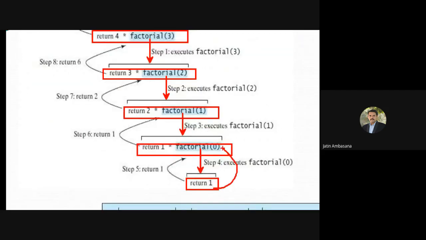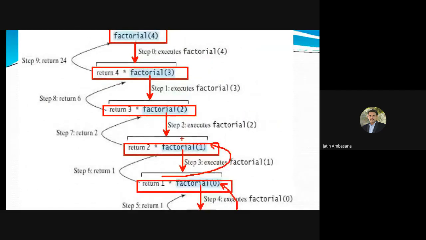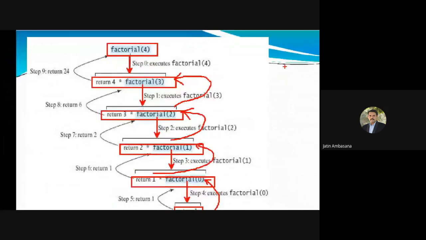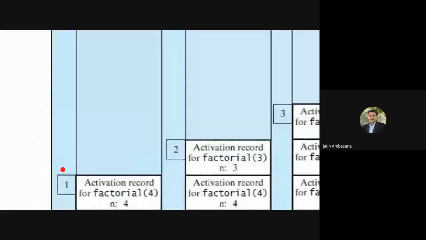Okay, so this 1 gets returned over here, so this becomes 1 into 1, that 1 gets returned over here, so that becomes 2 into 1, that 2 gets returned over here, so it becomes 3 into 2, 6, that 6 gets returned over here and becomes 6 into 4, 24. Okay. So this is how it happens. And the stack goes on increasing like this.